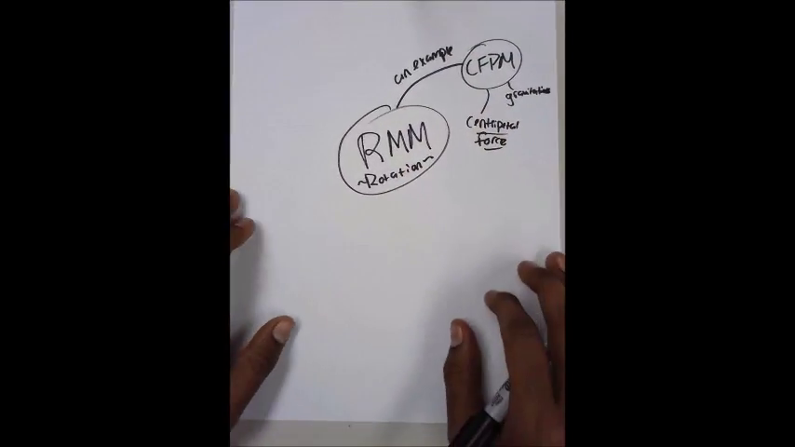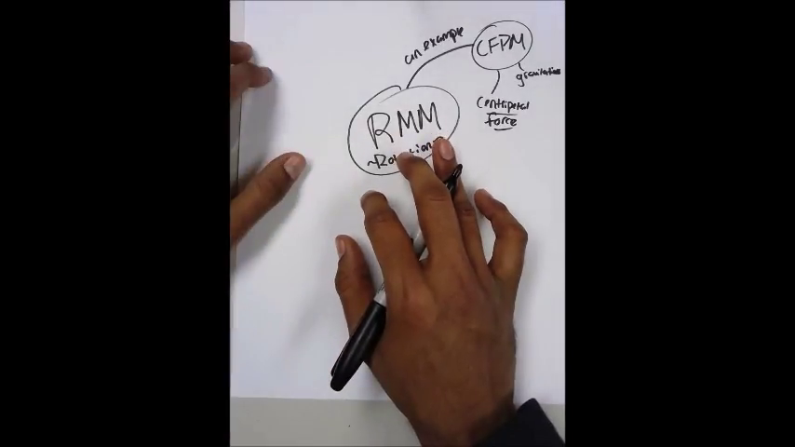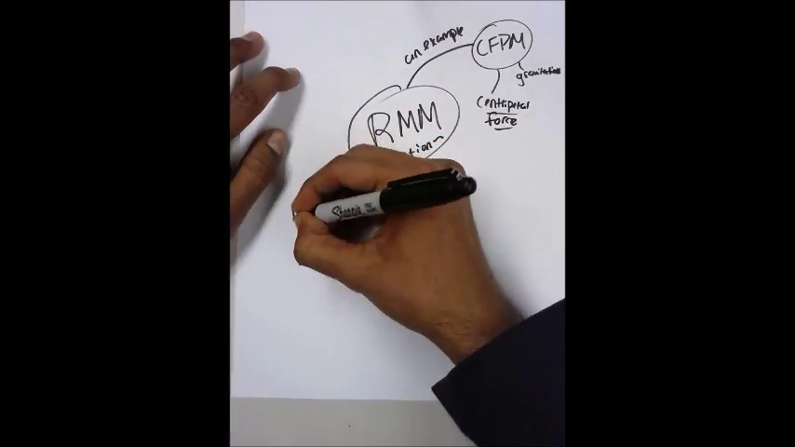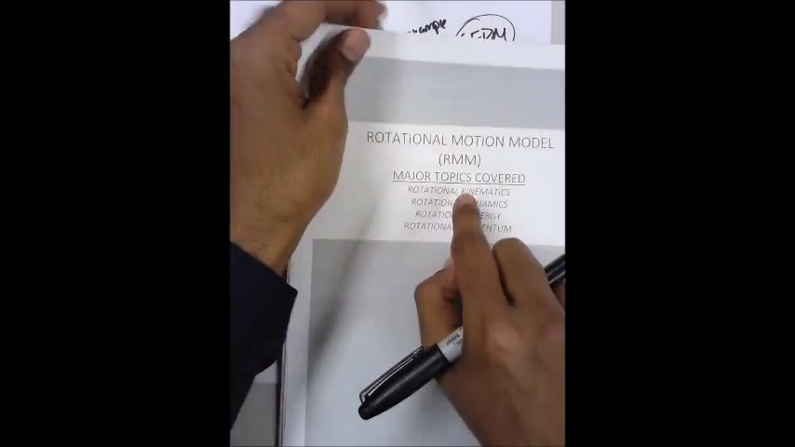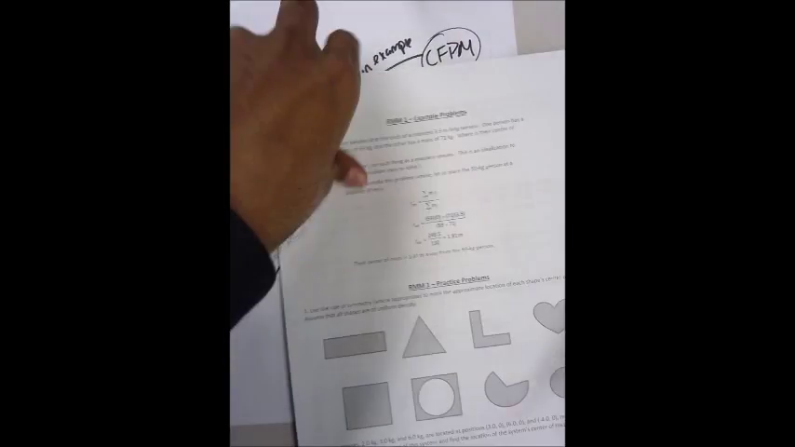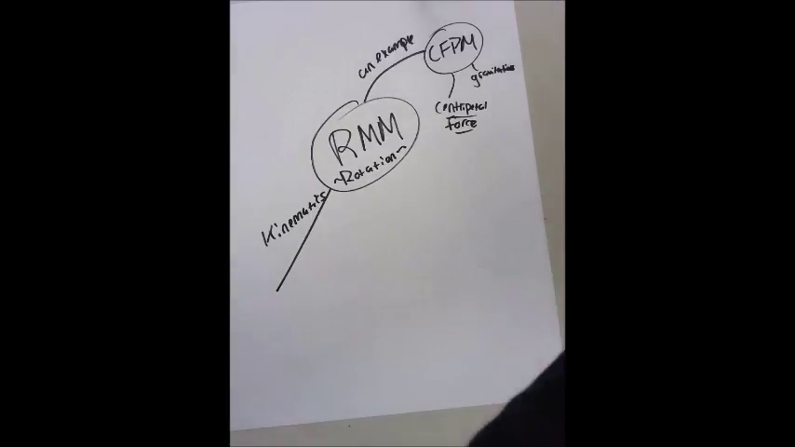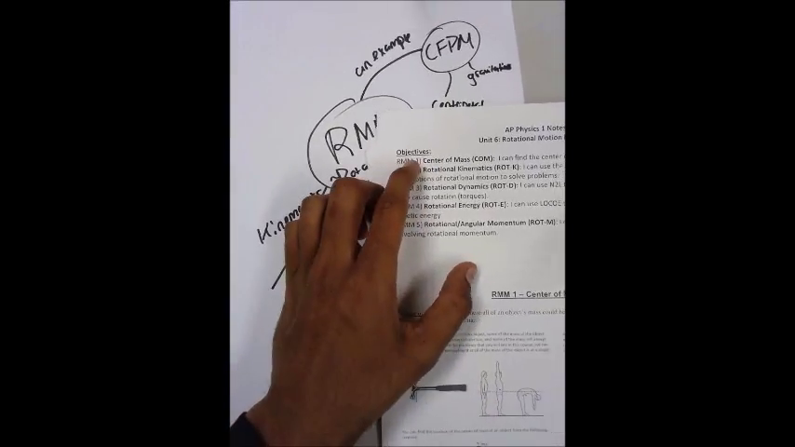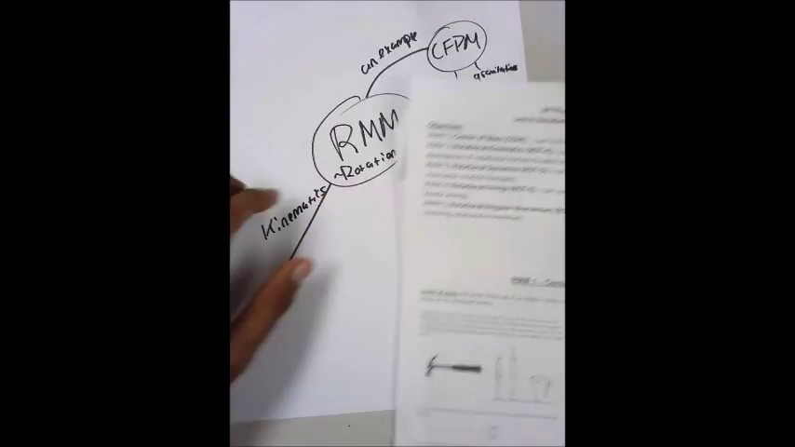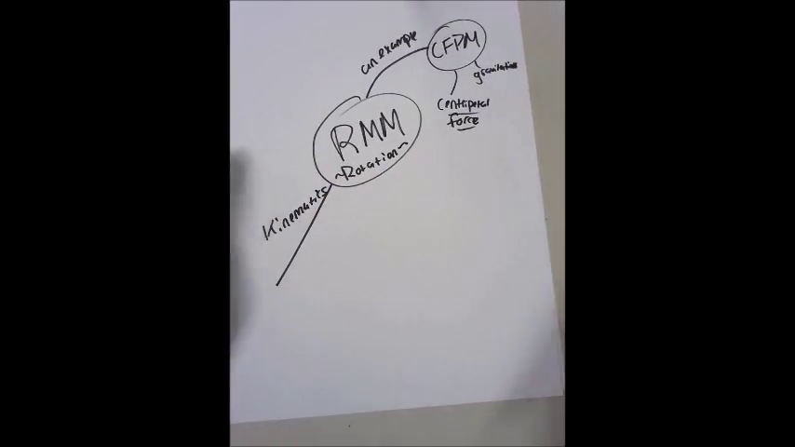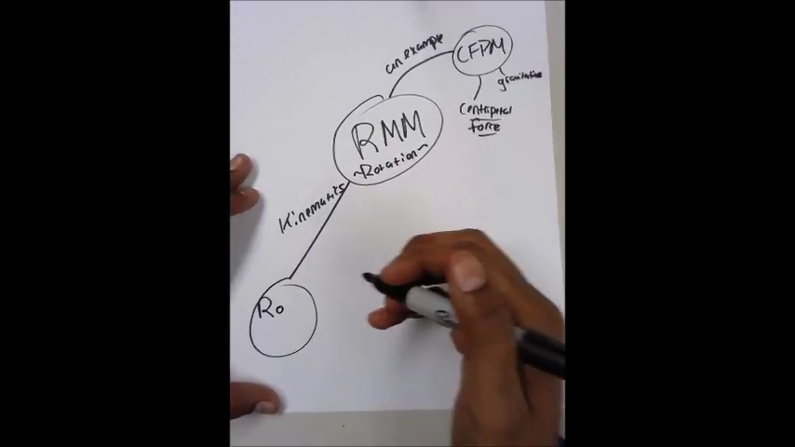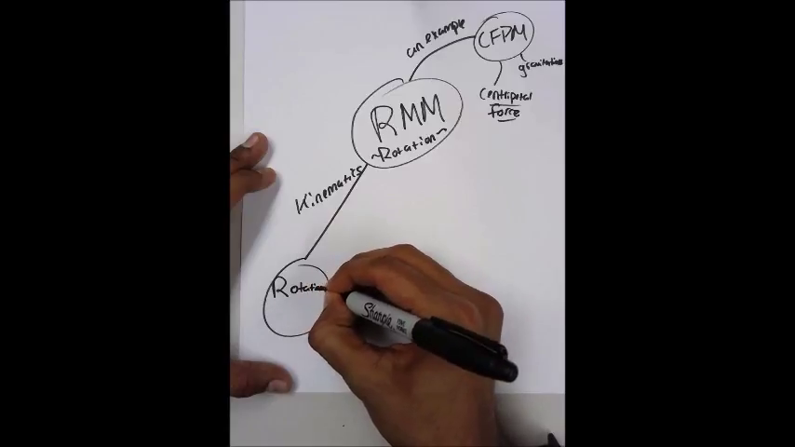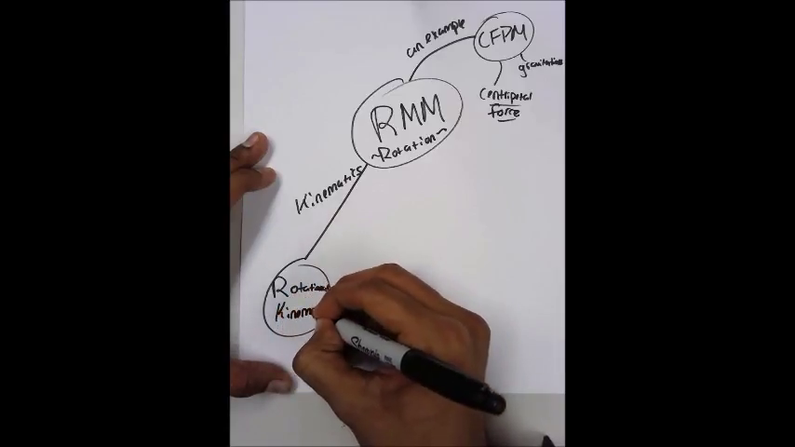Now, more recently, we've talked about how we can discuss rotation in terms of kinematics, and that is the first topic that we covered in rotational motion. Right after center of mass. So we had rotational kinematics, using the relationship between angular and linear descriptions of rotational motion to solve problems. So this is rotational kinematics.